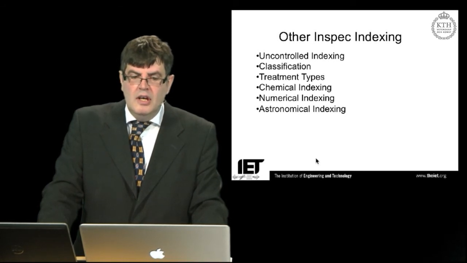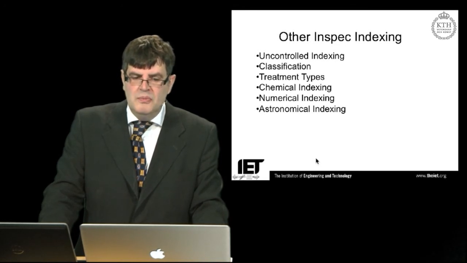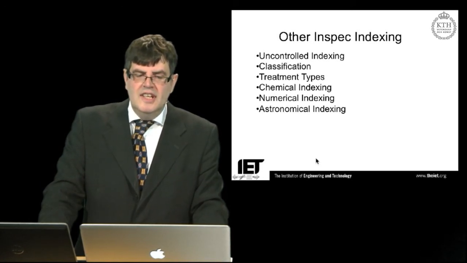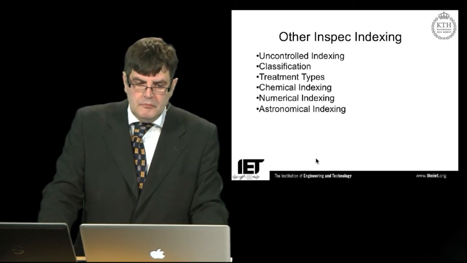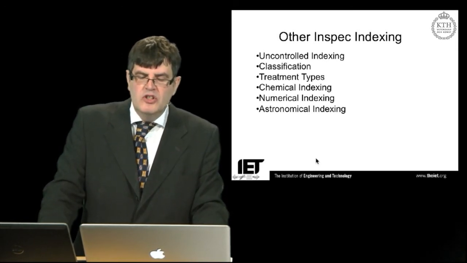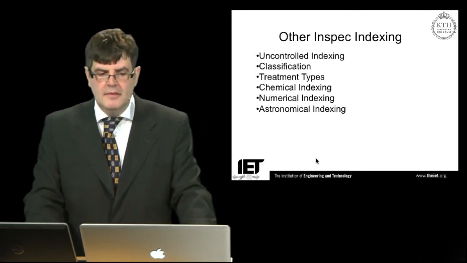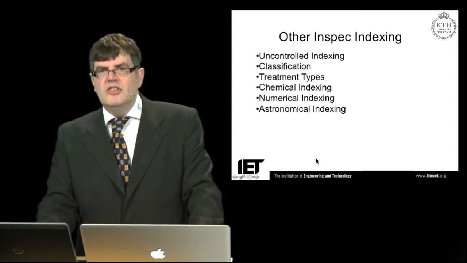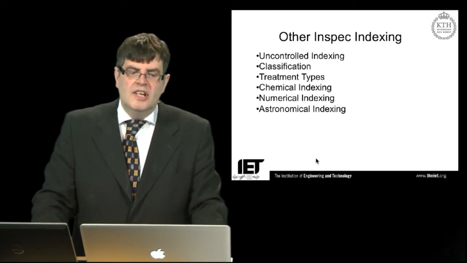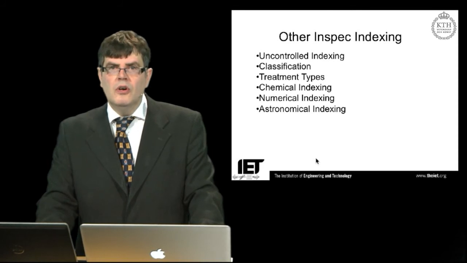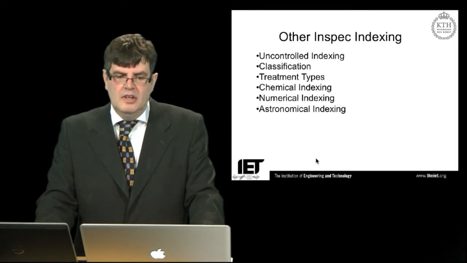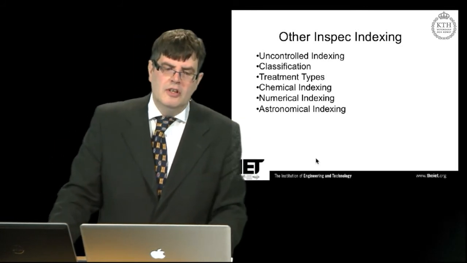And then we have some specific indexing tools which are designed to help search for subject areas which are traditionally difficult to find information on. These are chemical indexing, which can be used to search for inorganic chemical information, numerical indexing, which can be used to search numerical data, and if you're interested in astronomy, there is also astronomical object indexing, which allows you to search for astronomical objects which occur outside our own solar system. So those are the full suite of search tools which are included within Inspec.